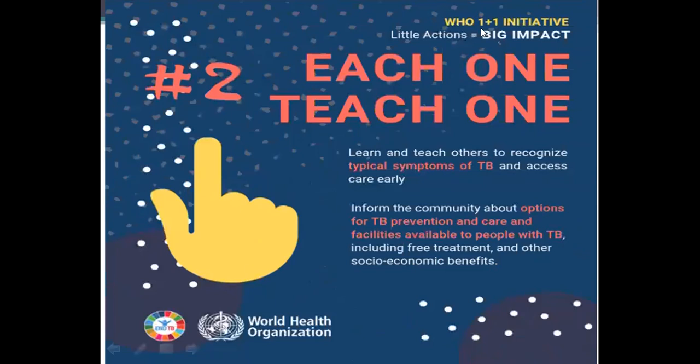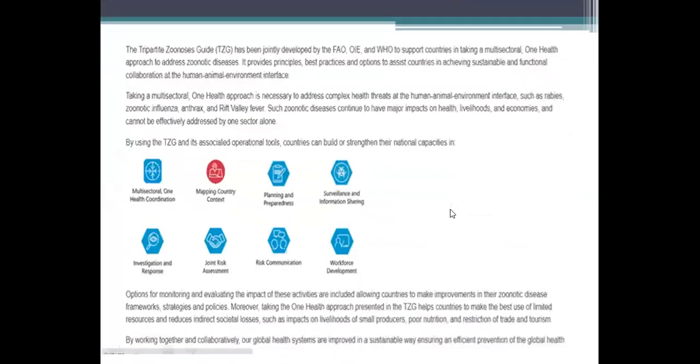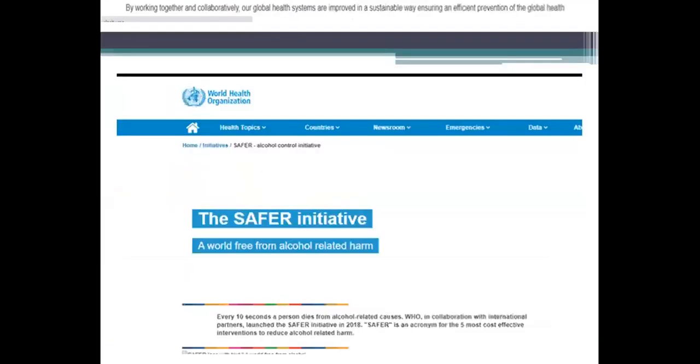The WHO 1 plus 1 initiative for TB includes little action, big impact, each one teach one. There is also the Tripartite Zoonosis Guide, which was developed by WHO. It includes multi-sectoral One Health organization, mapping country context, planning and preparedness, surveillance, information sharing, workforce development, risk communication, joint risk assessment, investigation and response.